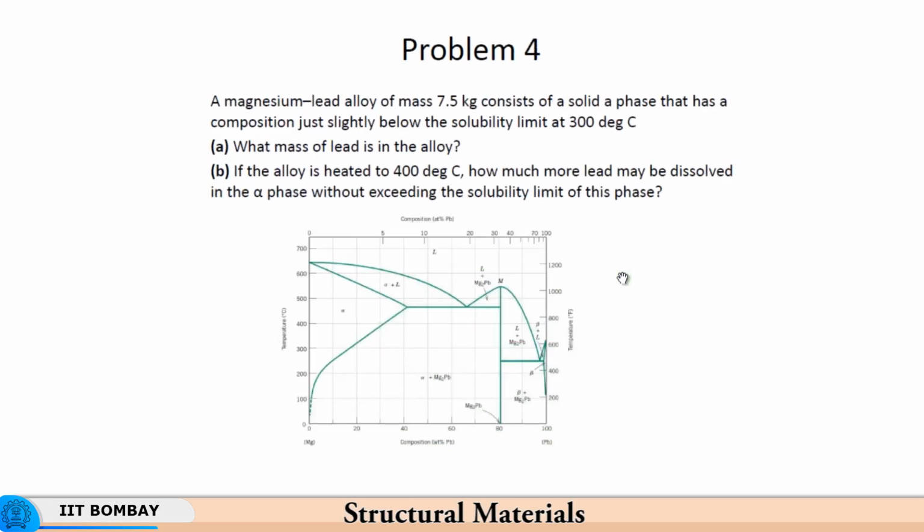We have problem 4. A magnesium lead alloy of mass 7.5 kilograms consists of a solid phase that has a composition just slightly below the solubility limit at 300 degrees centigrade. Now this is the temperature of 300 degrees centigrade, and this is the solubility limit. That is because this is a sloping solvus, and you have a certain amount of lead added to magnesium.